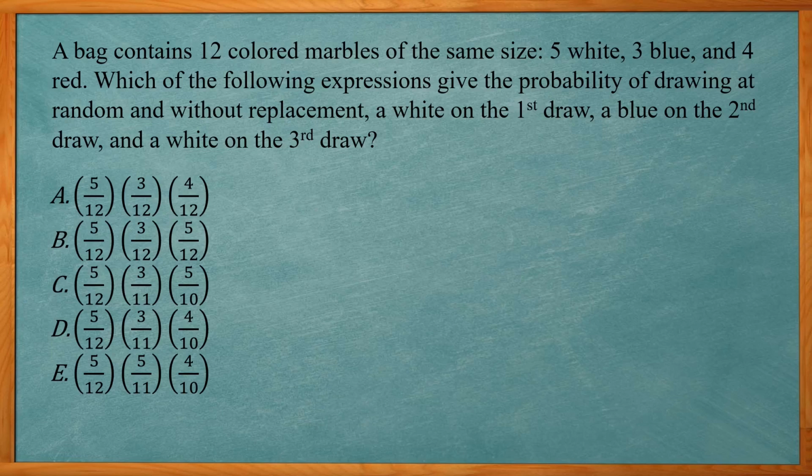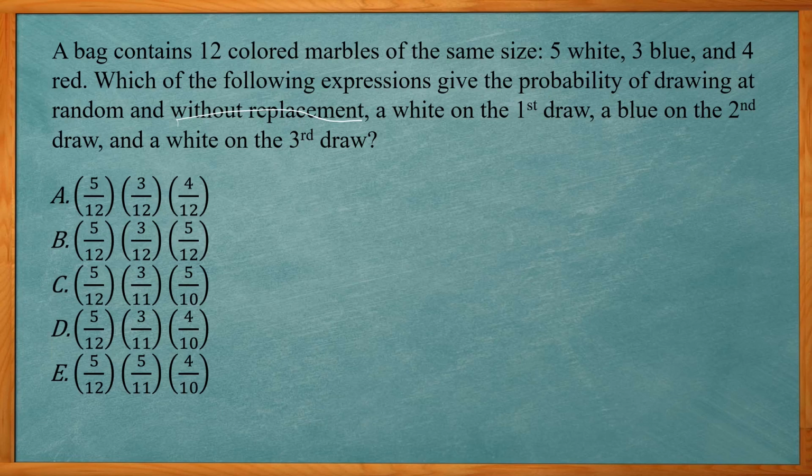This problem says a bag contains 12 colored marbles of the same size. 5 white, 3 blue, and 4 red. Which of the following expressions gives the probability of drawing at random and without replacement a white on the first draw, a blue on the second draw, and a white on the third draw? Now when we're dealing with without replacement, that means when we draw that marble, we're not going to put it back. So that's going to affect the probability of the next event, because you have one less to choose from.